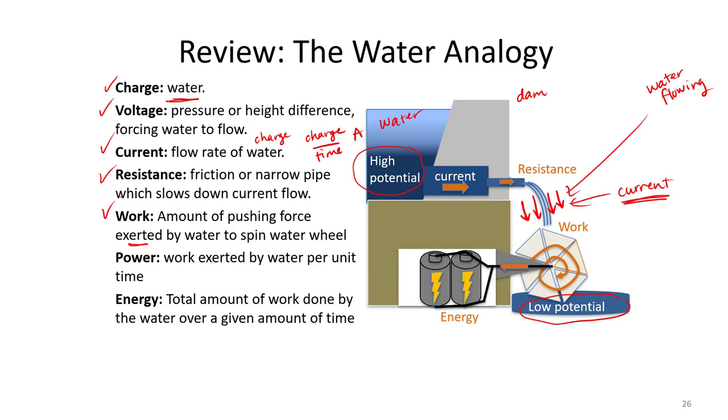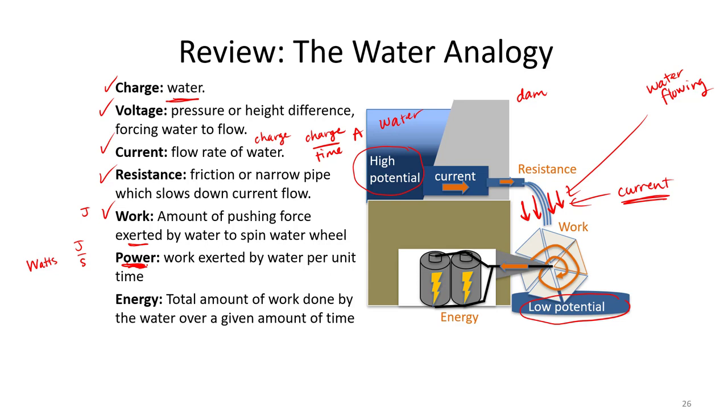Most often, the property we care about even more is power. That is work per unit time. You might remember power has units of watts, or joules per second. Work would be joules. Often we care about power because that is how much work we can do per unit time.